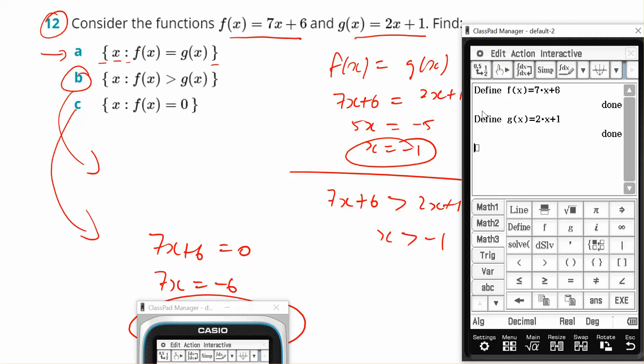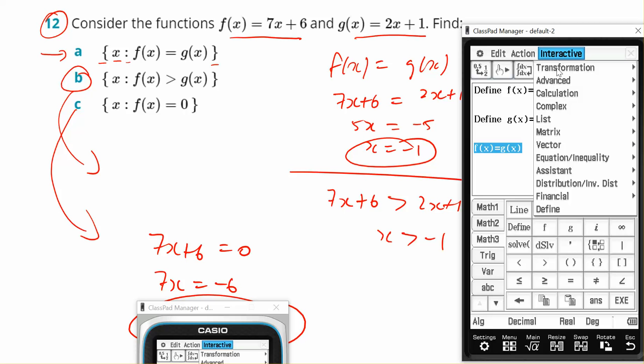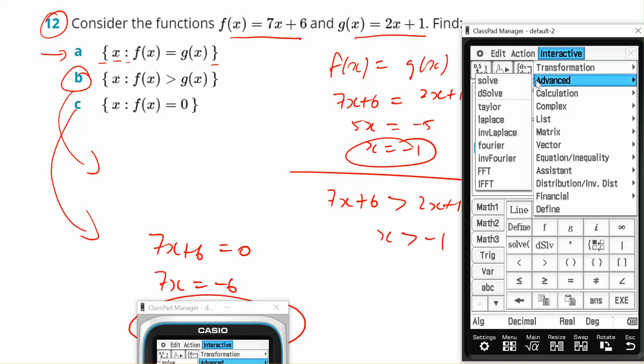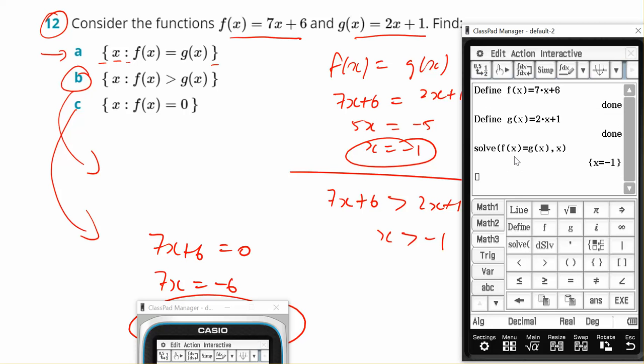What that does is you can define f of x and g of x, and for the first question you want f of x equals g of x. The reason I'm going over this on the calculator is because you probably need to know this later on, because you'll get a second test for this topic. So then solve for x. X equals negative 1. And if I want to solve for greater, or for f of x equals 0, you can do that as well.